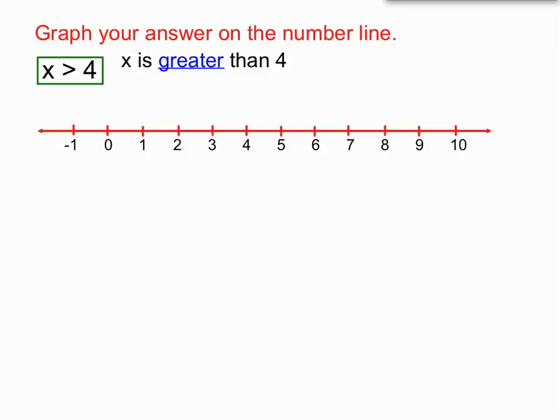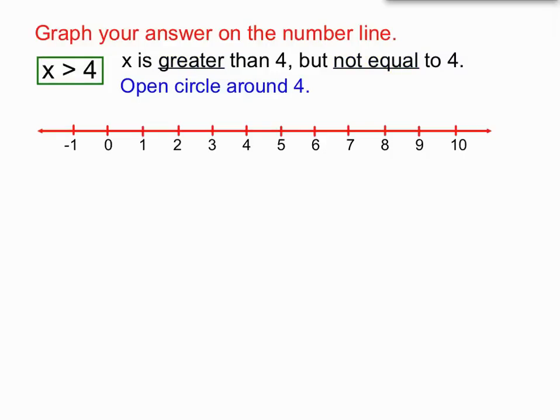any number that's a solution to this inequation is greater than 4, but not equal to 4. You notice there's no extra little line underneath the greater than sign. So because of that, we have to represent this on a number line with an open circle around 4, right there. And then we have to say to ourselves, well, where are the numbers greater than 4?